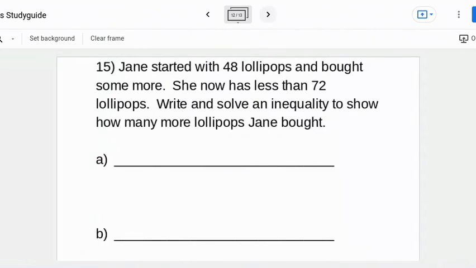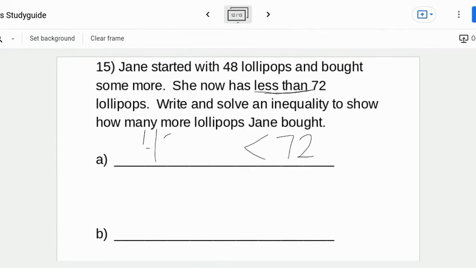Okay, moving on to number 15. Jane started with 48 lollipops and bought some more. She now has less than 72. There's my inequality, less than 72. Write and solve an inequality to show how many more lollipops Jane bought.